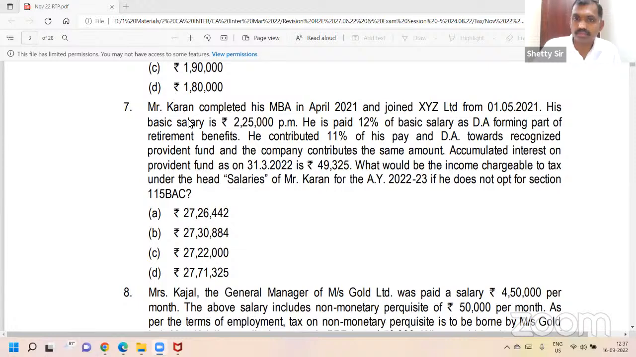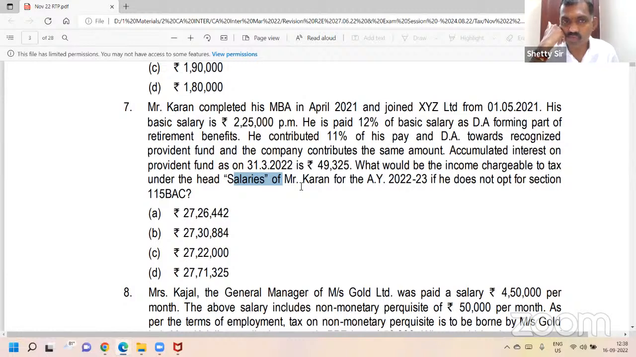His basic salary is 2,25,000 per month. He is paid... what to do with that? When the question is like this, do not read it all at once. You have to look at the last sentence to see what the question is, then accordingly start answering. You ask what will be the income chargeable to tax on the salary. That means add it up step by step. Instead of wasting time completely reading the question, read the last portion. What did the question ask? If they ask TDS, you have to start thinking from the TDS angle. Add to total income one by one. Understood? 2,25,000 into 11 months is 24,75,000.